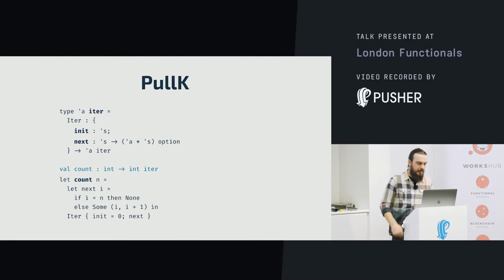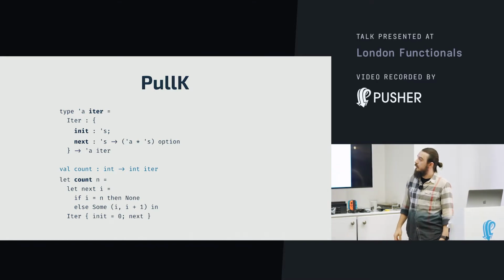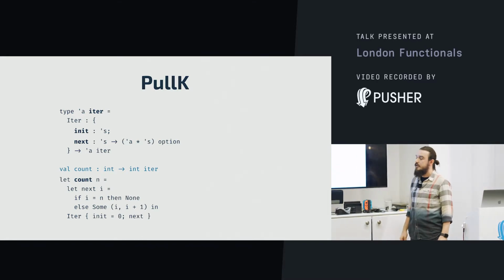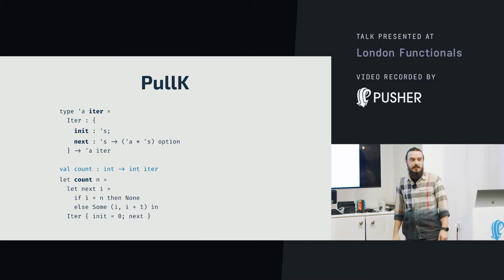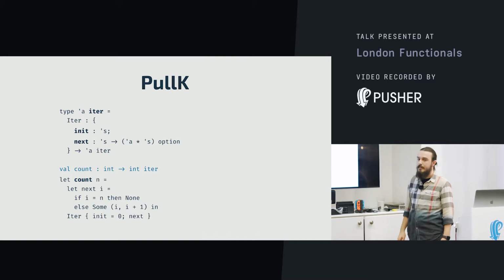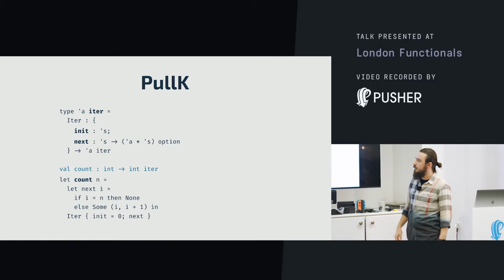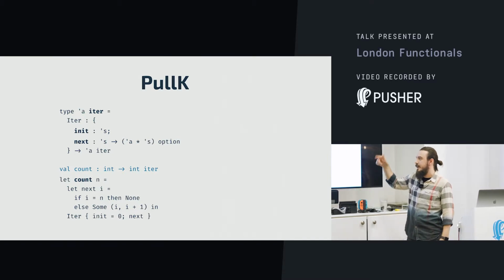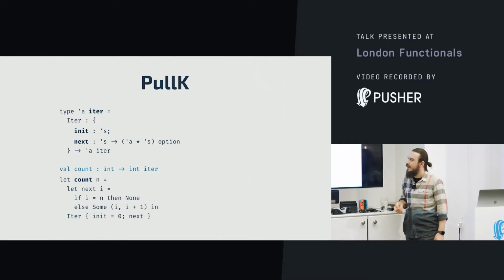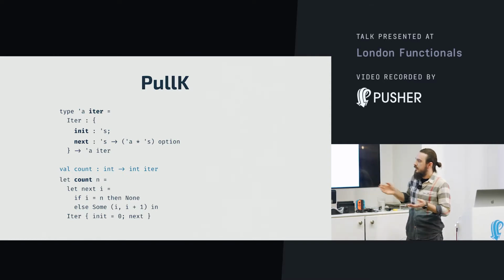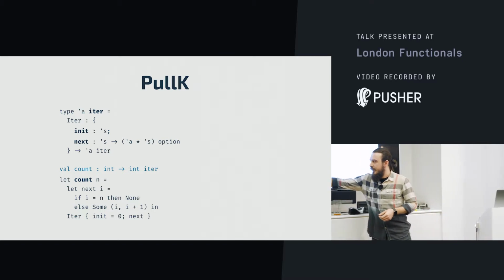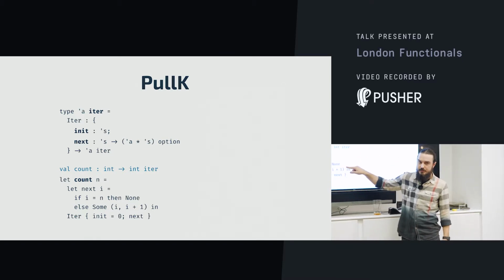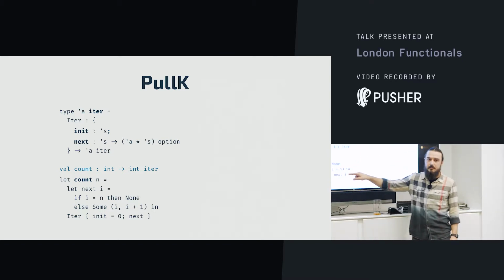This is how we can implement count with this model. I think it looks nice. What do you think? It's pretty simple. We define the next function that essentially expects an i, a counter, I guess. If it's at the end, then just return None. Otherwise, we yield the i itself and increment the state. And the initial state is 0.